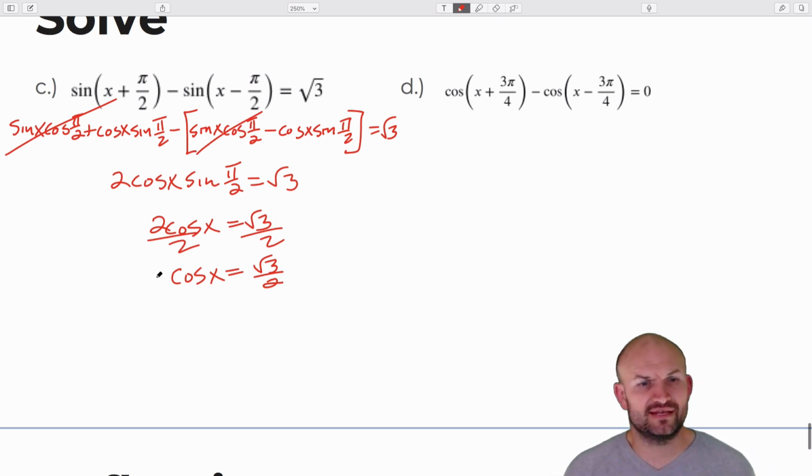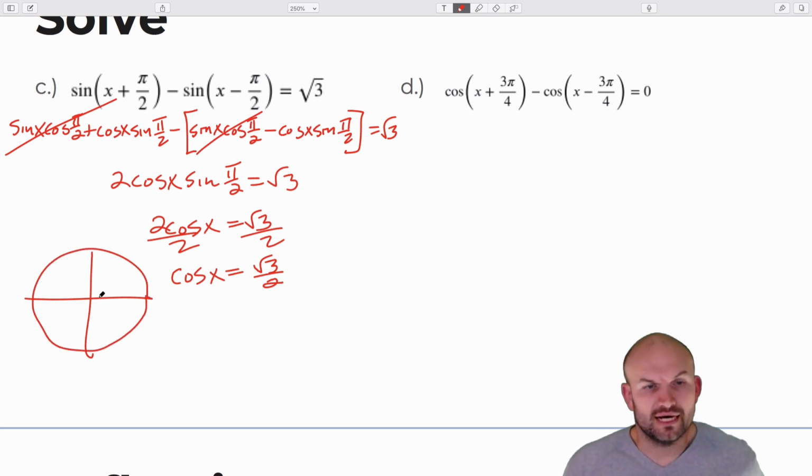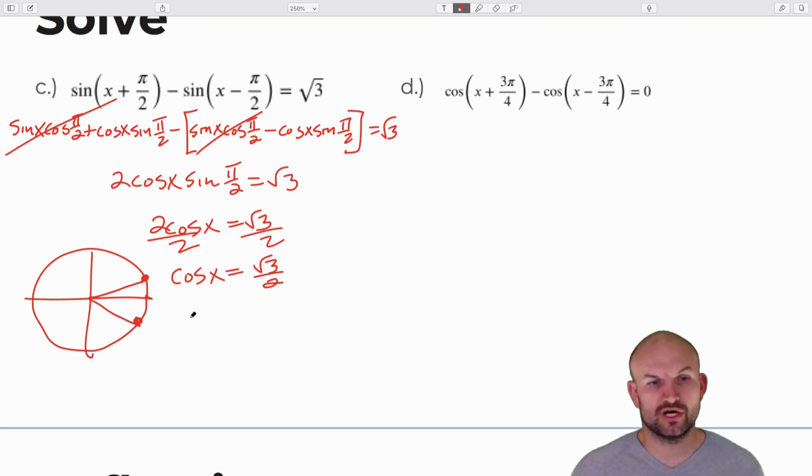And then now we just need to basically use this on the unit circle here as far as saying, all right, when is cosine of x again equal to the square root of 3 over 2? Well, again, that angle is going to be here as well as over here. So those two angles are going to be pi over 6 and 11 pi over 6.